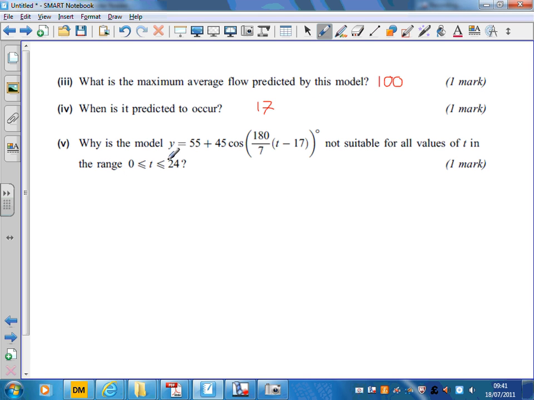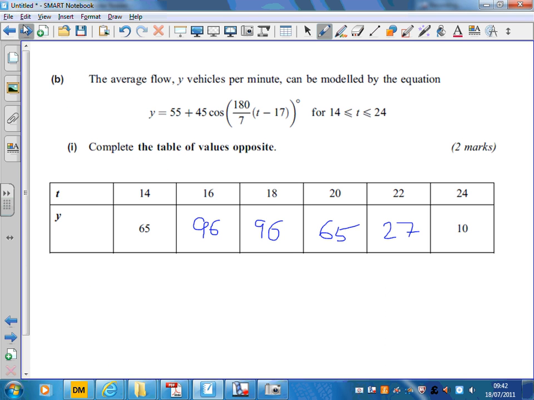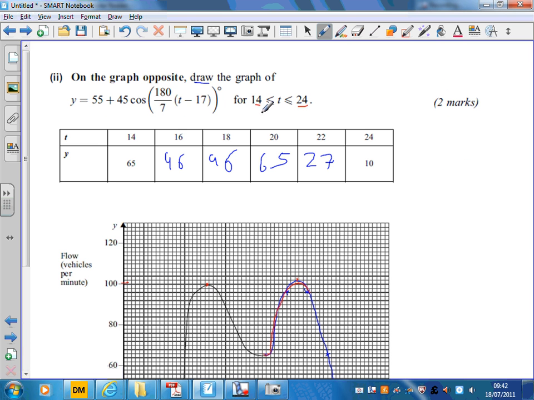Okay, why is the model y equals 55 plus 45 cos of 180 over 17 minus 17 not suitable for all values of t in the range between 0 and 24? Okay, well, let's have a little look back at the graph again. Obviously, it fits quite well for values between 14 and 24, but why does it not fit for values between 0 and 24? So, in other words, why is it no good for values less than 14?